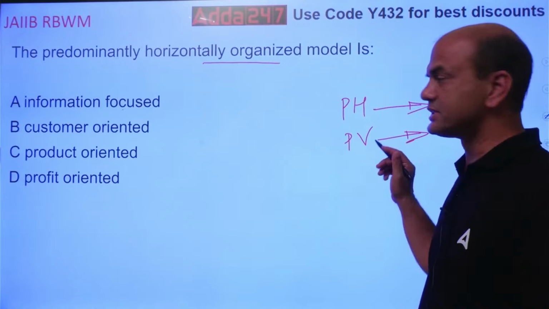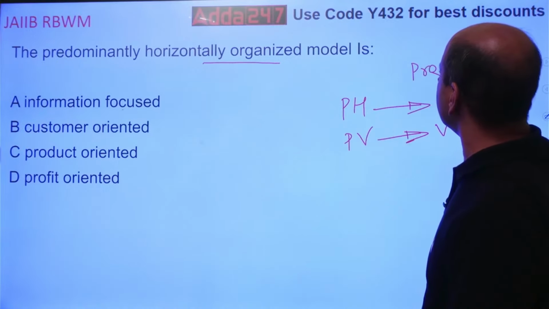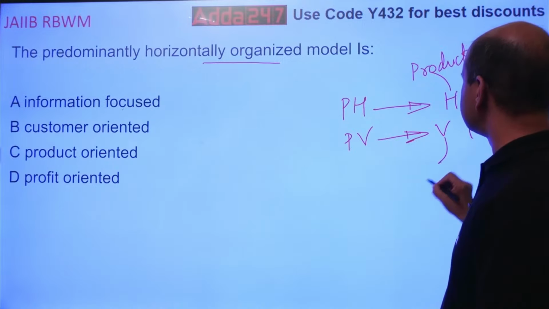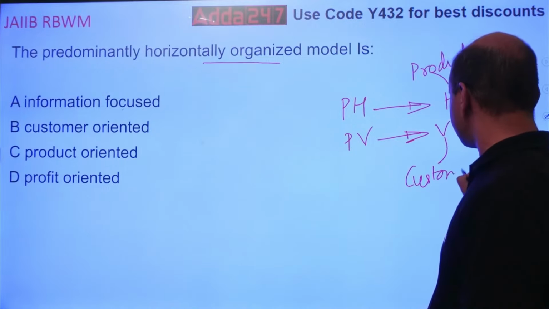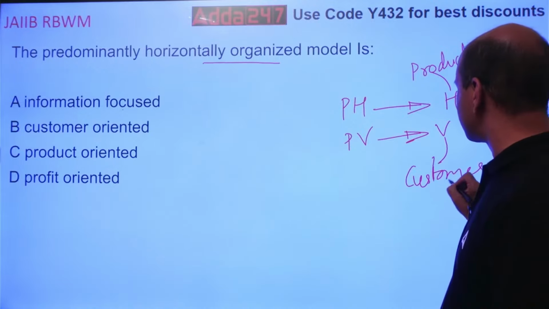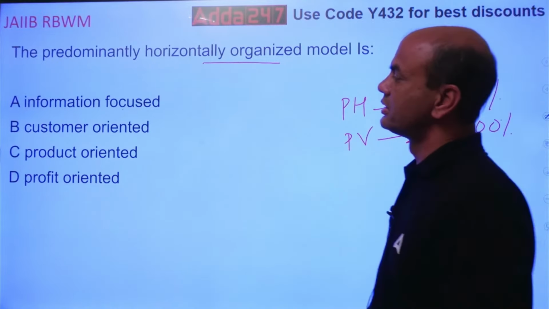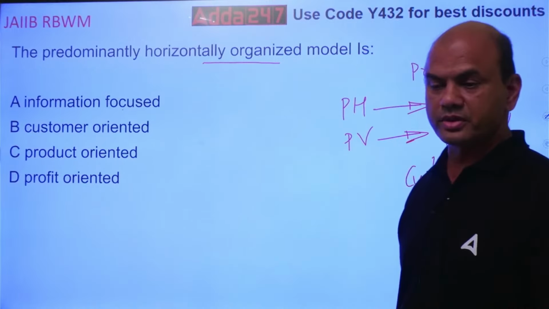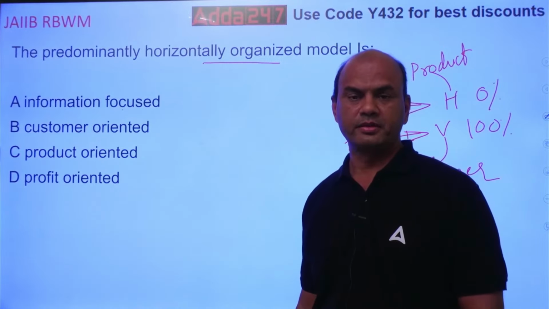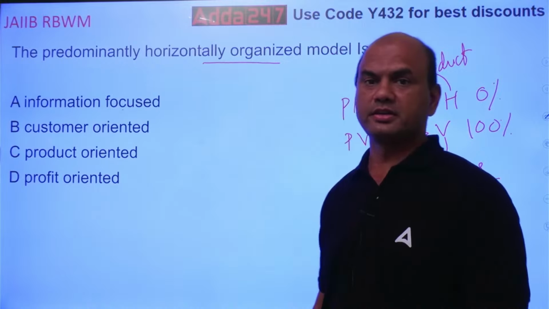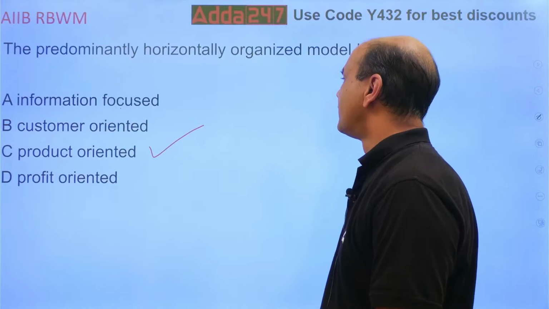And the horizontally organized model is generally product oriented. This is product oriented, product. And this vertically organized is almost customer oriented. Customer. This is generally customer oriented. Okay. So if PH is near to horizontal, it will be what? Information focused, customer focused, product oriented, or profit oriented. Yeah. Which one is it? Think. It is product oriented. Got it? It is product oriented.